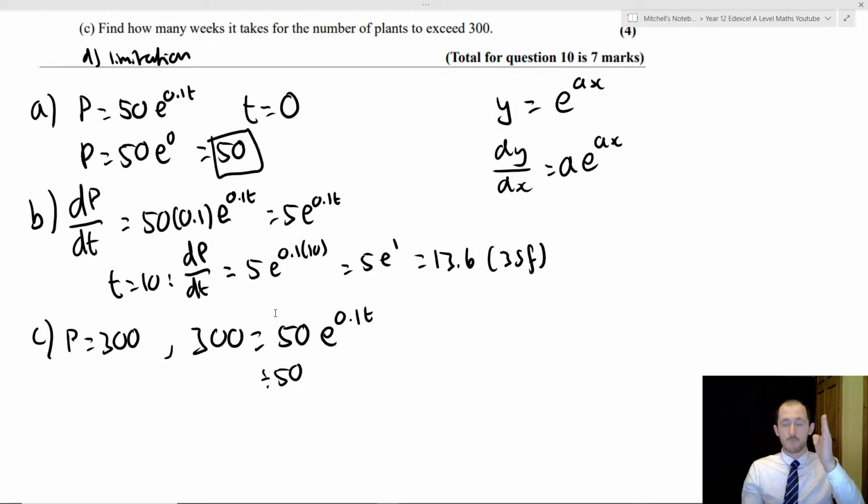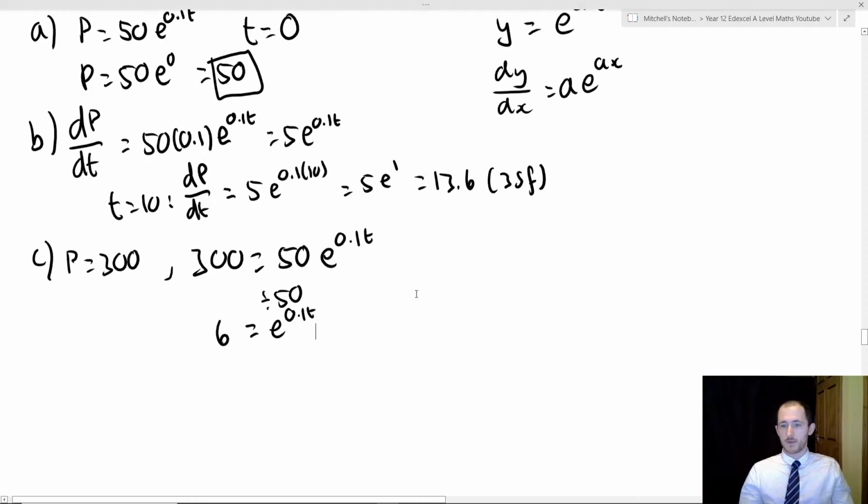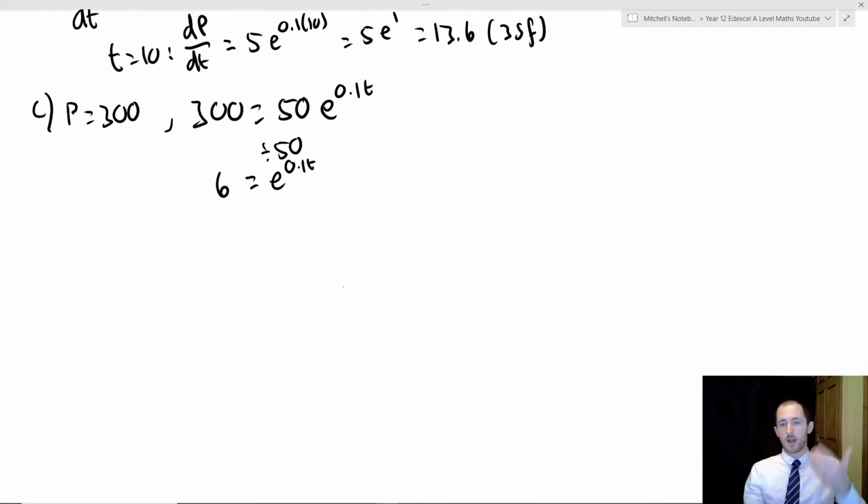You want one number, one exponential, one logarithm. That's it. So 300 divided by 50 is 6 equals e to 0.1 t. Now I have one number and one exponential, so I'm going to apply the natural logarithm to both sides. So ln 6 equals 0.1 t.